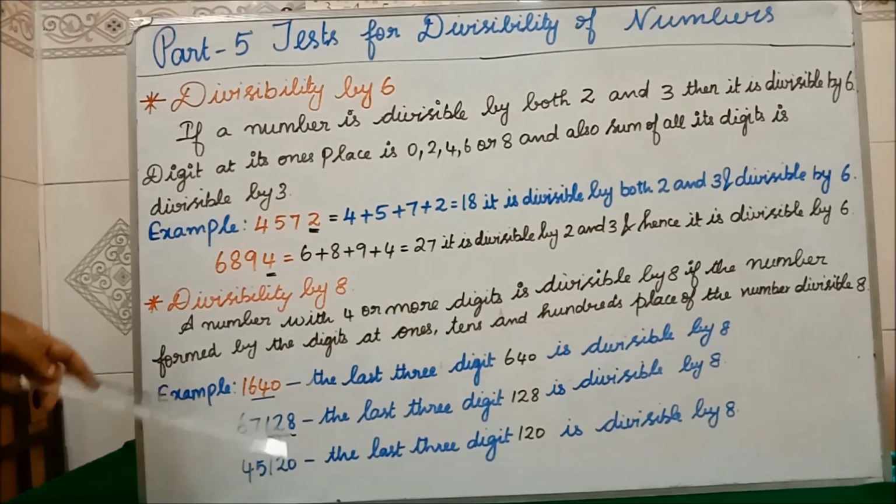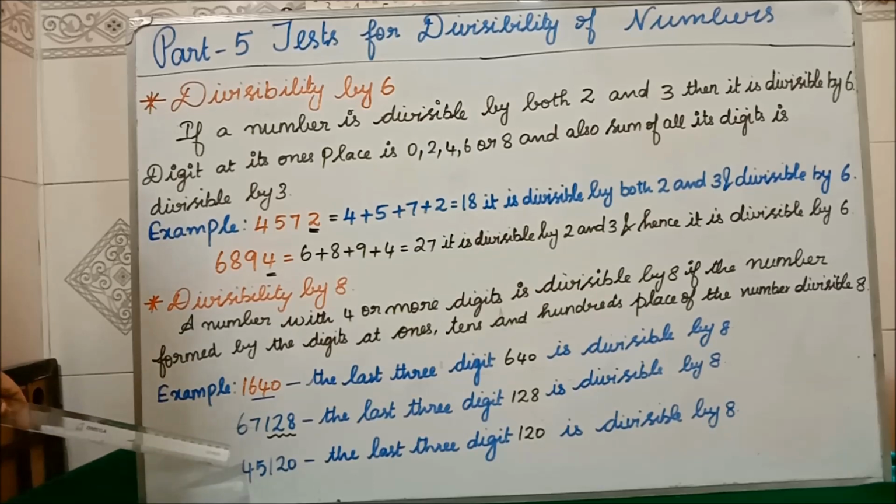Listen, your last digit is what? 640. So you check and see 640 is divisible by 8 or not? It is divisible. How many times? 80 times. So 8 8s are 64, that 0 will go up. So 640 is divisible by 8. So this 1640 is again divisible by 8.